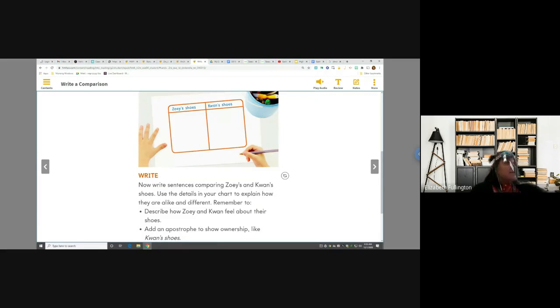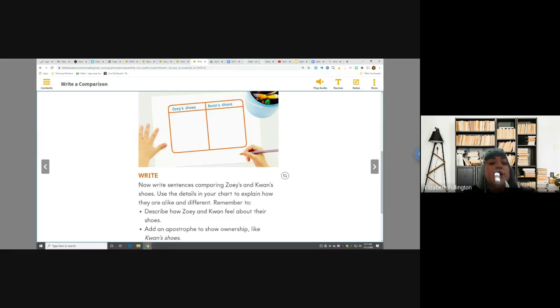So for the rest of us, while Melanie's doing that, Melanie, you can listen and I can repeat it again, okay? What you're going to do is describe Zoe's shoes and Kwan's shoes also. You're going to describe what they said they are, alike and different.